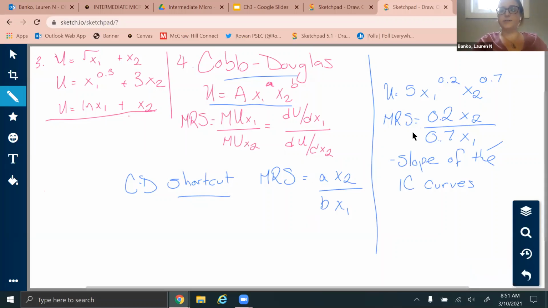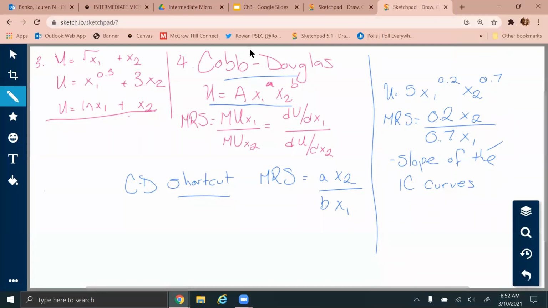And you might notice the slope. This is not a constant number. It depends on our values for x1 and x2, right? It's not always going to be one number. And that's kind of important when we look at these indifference curves, and I'll show you what they look like. But always use this trick. Keep that maybe on a note card, and you can solve this pretty quickly without doing a lot of work.